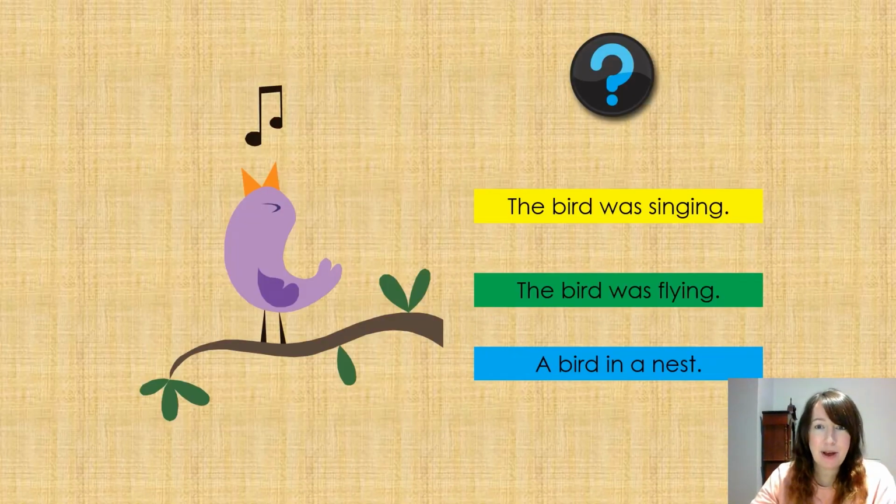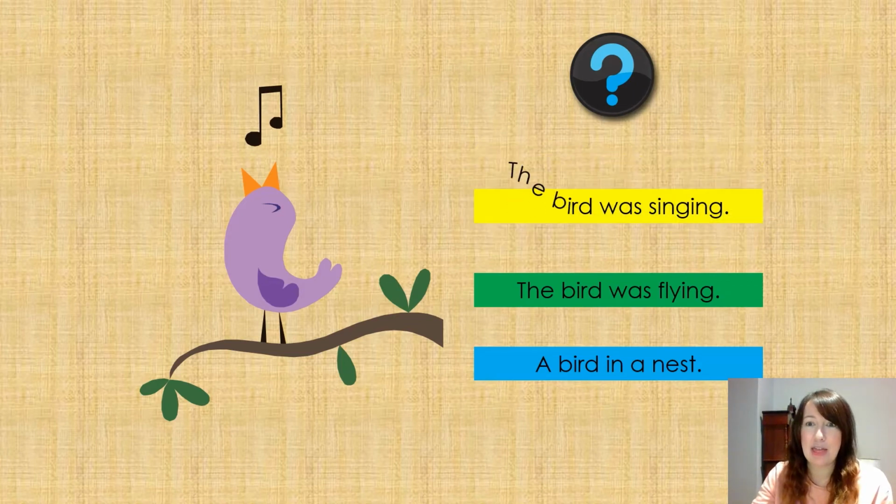Have a look at this one. Can you read any of these sentences, these captions, sorry, on your own? Here's the bird. The bird was singing. The bird was flying. A bird in a nest. What do you think it is? That's right, it's the yellow one because the music notes on the picture tell us that the bird was singing. The bird was singing, wasn't flying, and he wasn't in a nest.